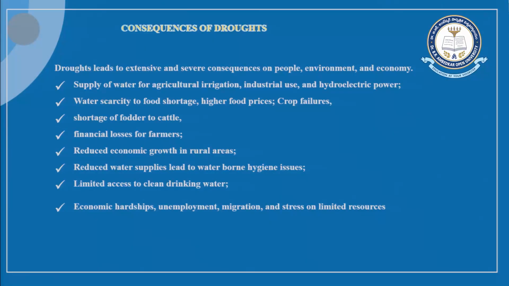Consequences of droughts. There are various consequences on people, environment and economy as a result of droughts. Supply of water for agriculture, irrigation, industrial use, hydraulic power. Water scarcity leads to food shortage, higher food prices, and crop failures.